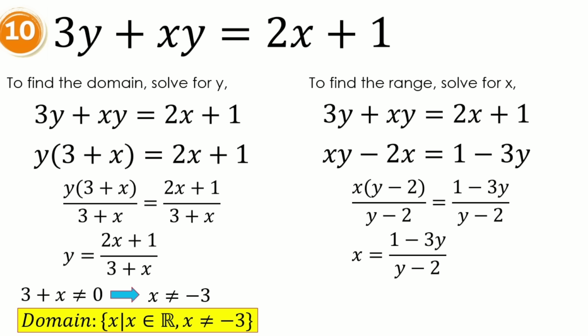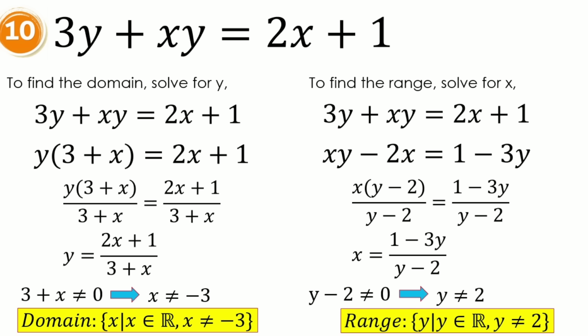Again, may restriction na naman tayo dahil fraction ang sagot o rational ang sagot natin. So dapat ang denominator natin ay hindi mag-equal sa 0. So ang gagawin lang, y minus 2 should be not equal to 0. So, ang mangyayari, y is not equal to 2. Ibig sabihin, y is a set of all real numbers except positive 2. So, lahat kasama sa y values, maliban lang sa positive 2.